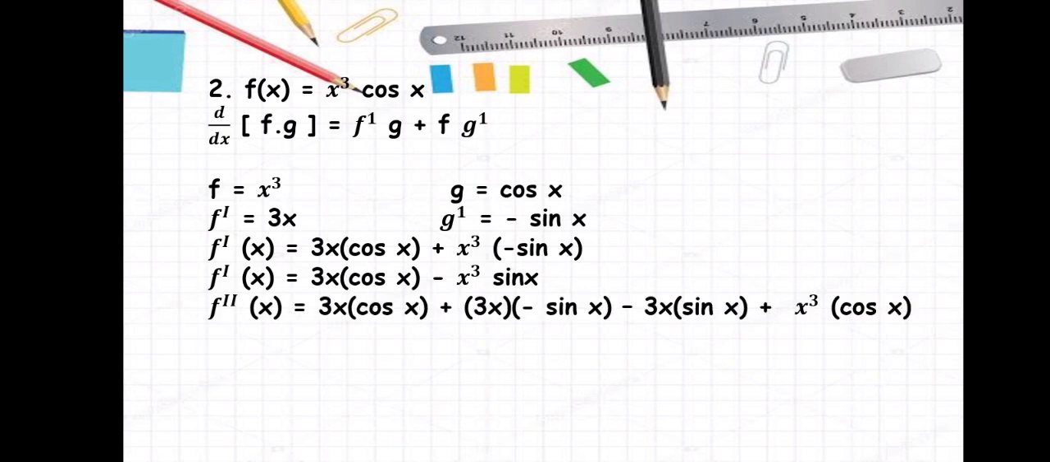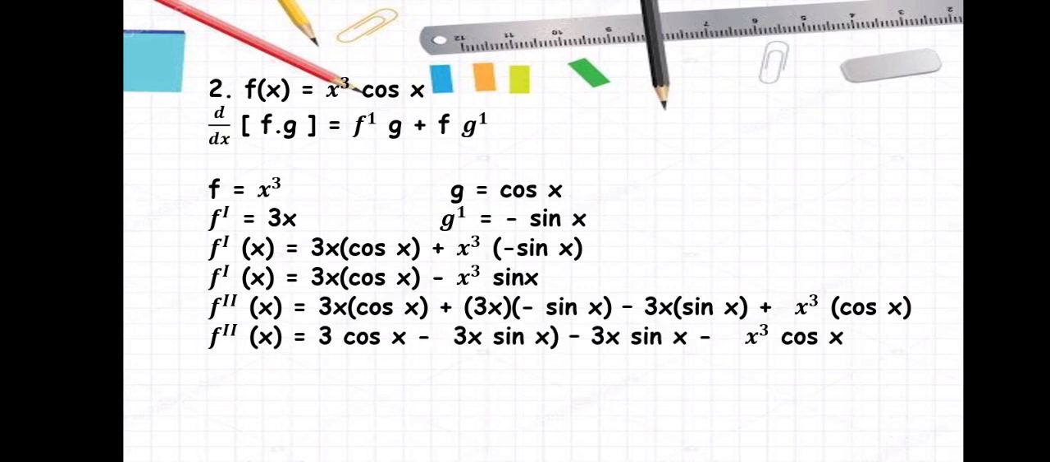Next, to find the second derivative, we take the derivative of our first derivative. So 3x squared times cosine x plus 3x squared times negative sine x, minus 3x squared times sine x plus x cubed cosine x. Next, we are going to simplify. So 3x squared times cosine x is 3x squared cosine x.